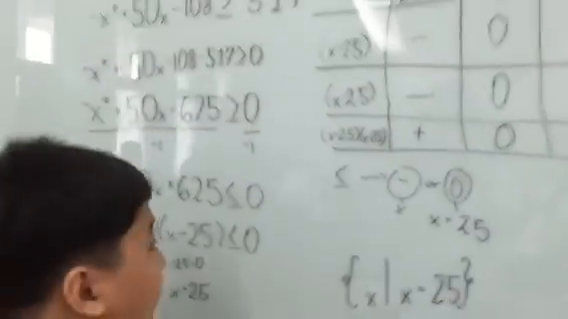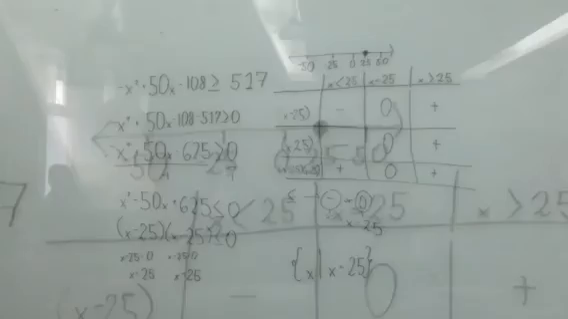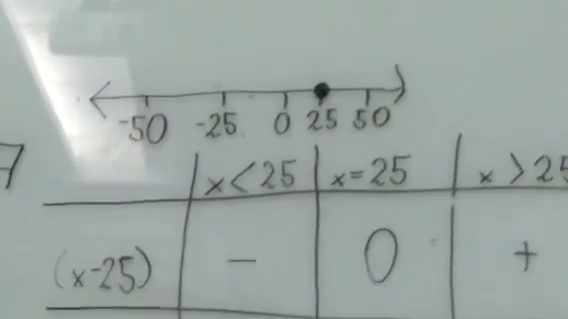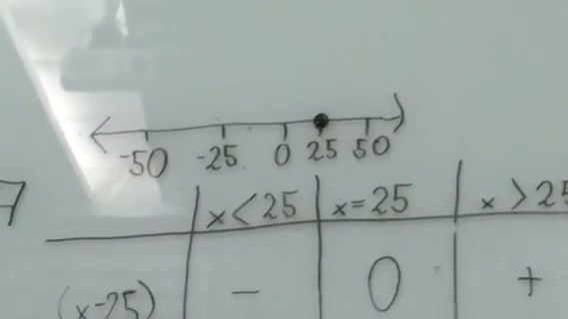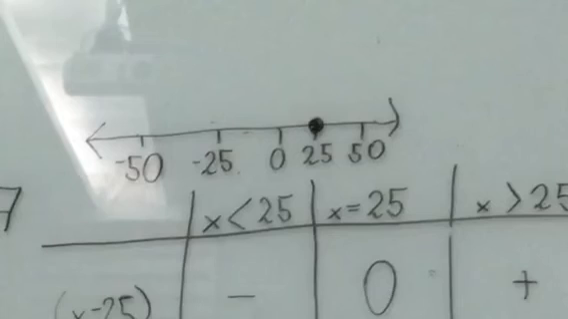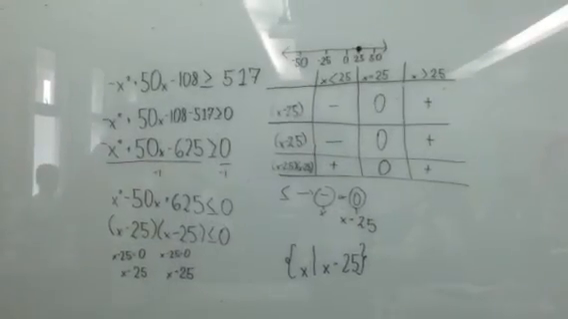The final answer should also be graphed in a number line, so make a number line with the same interval as the one drawn last time and plot a solid point at 25. Solid because the equation uses the symbol less than or equal to, and that is the final answer.